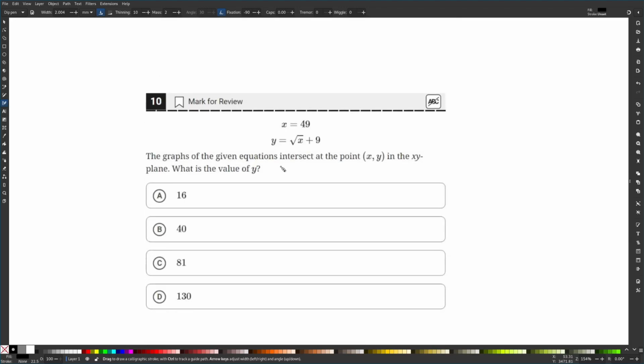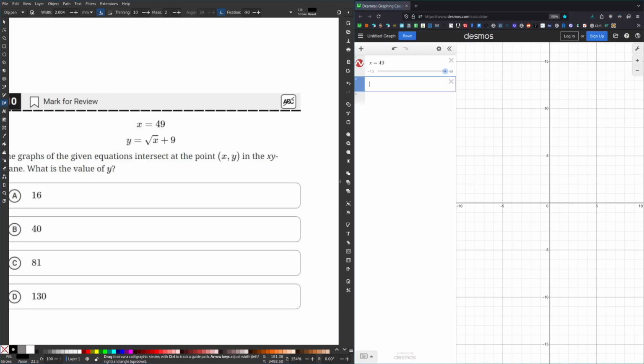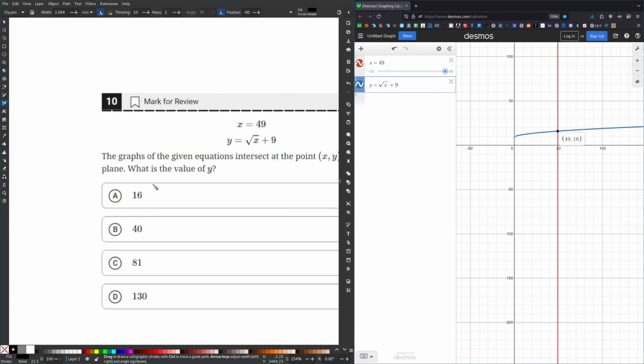The graphs of the given equations intersect at the point (x, y) in the xy plane. What is the value of y? Another system of equations is another problem for test points. x = 49, y = square root of x + 9. If you're wondering how I did that, it's simple. You just type SQRT, which sounds like skirt. That's how you type in square roots. Okay, square root of x + 9, and we see where they intersect. They intersect at (49, 16), and 16 is our y value, so that's the answer.